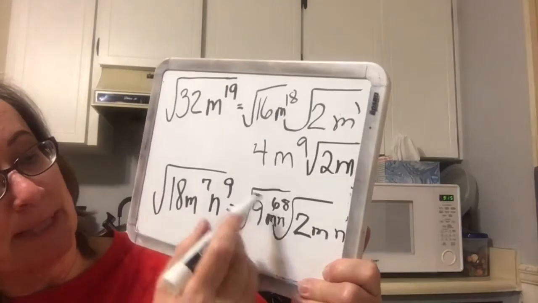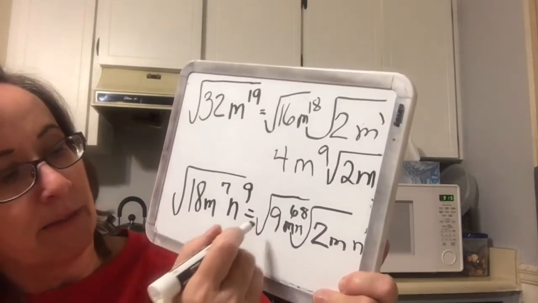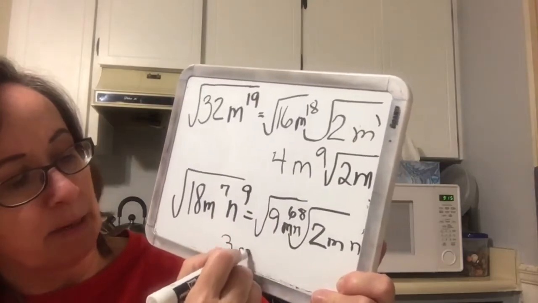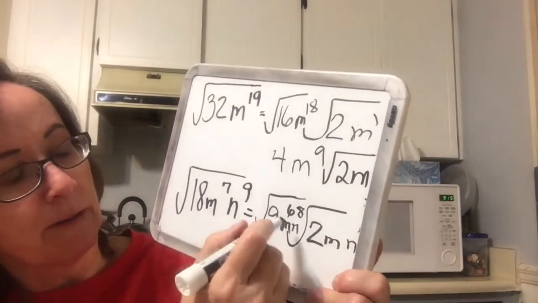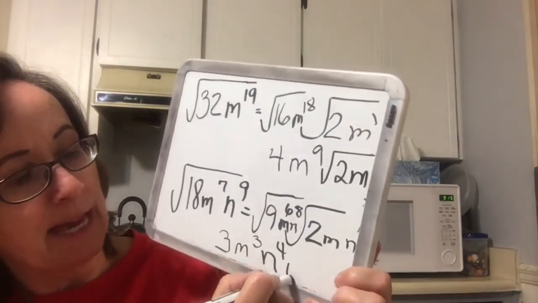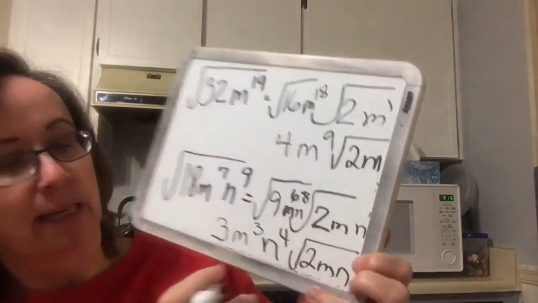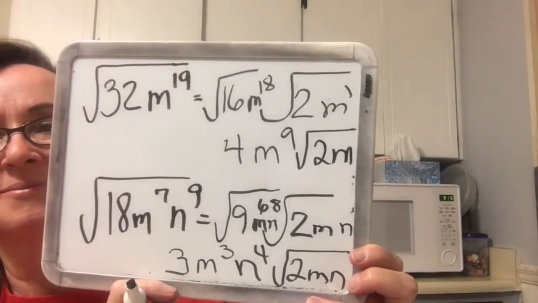So this one comes out of the radical as the square root of 9 is 3. The square root of m to the 6th is m cubed. The square root of n to the 8th is n to the 4th. And then I tack on my remaining radical, square root of m n.